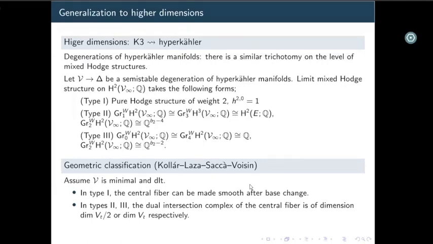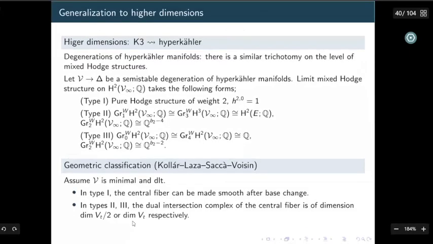So what they get is some sort of statement about geometry. It's a statement about the dimension of the dual intersection complex of these things. These dual intersection complexes, if I recall correctly, are at the very least pseudo-manifolds, if not manifolds. So you can talk about their dimension. In type 2, the dimension is the dimension of the fiber divided by 2. And in type 3, the dimension of the dual intersection complex of the central fiber is the dimension of the fiber. And moreover, in type 3, I think what you get is a homology P^n, where n is the dimension. Okay, so this is their work.